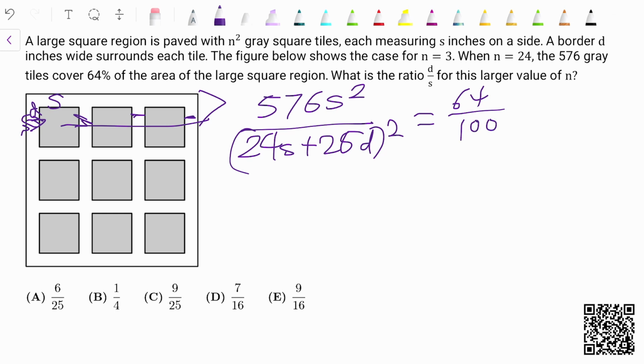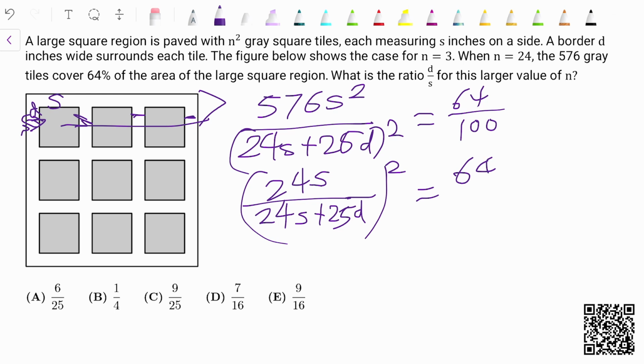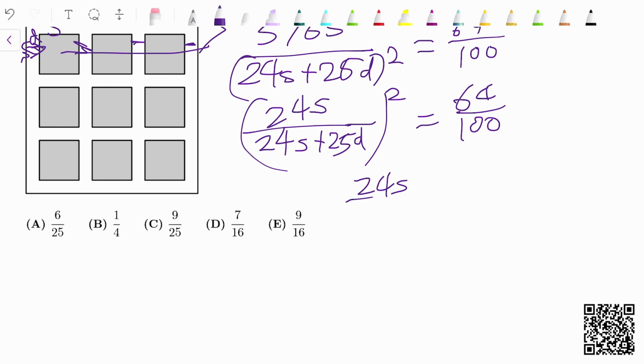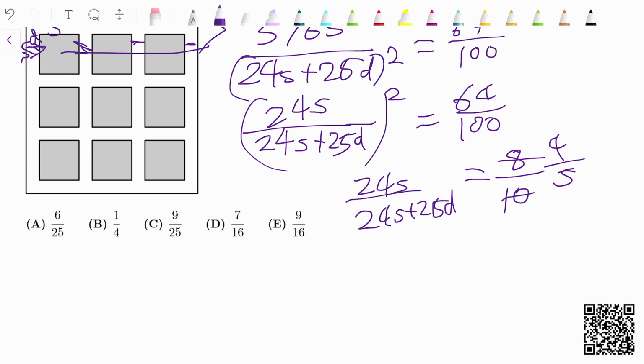Pulling out the square on both sides, top and bottom, we find 24s over 24s plus 25d squared is equivalent to 64 over 100. Square rooting both sides, we find one more time basically the same equation but without the square. 24s over 24s plus 25d is equivalent to 8 over 10. Then we can start simplifying. 4 over 5.